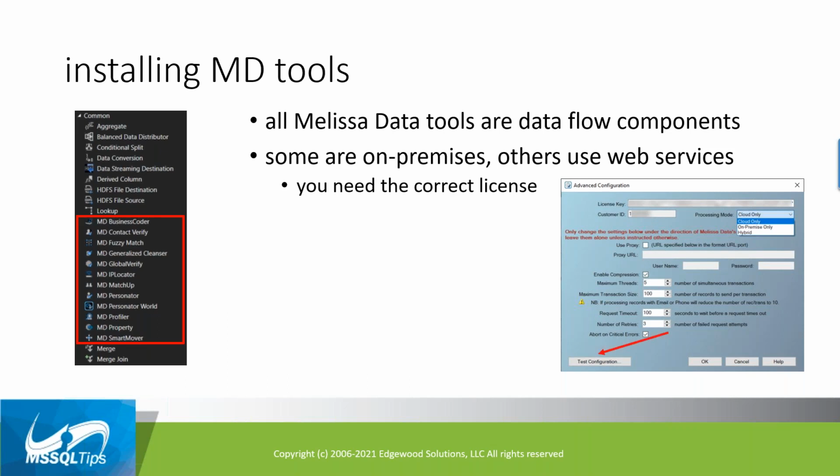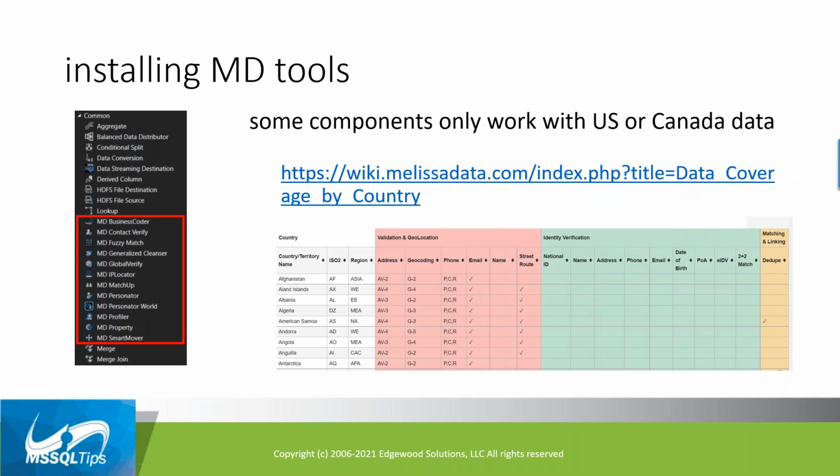All right. And I'll show this in the demo as well. For each component, you can go to an advanced configuration, and there is a test configuration button, which will allow you to test if you can actually access the web service, and it will also verify, do you have the correct license? And there you can see which actual features you can use, right? So as I mentioned, some components only work with US or Canada data, other components are global. Now you can check the documentation on the wiki site of Melissa Data, what is exactly supported for your country or not. And I just took a very small screenshot. The list of countries is of course much longer.